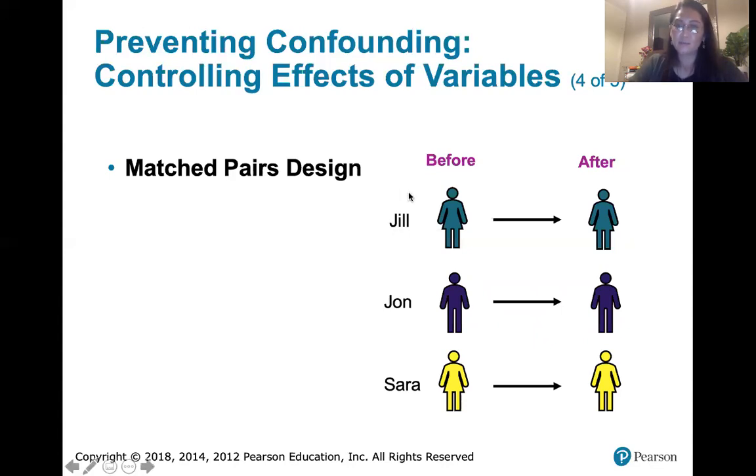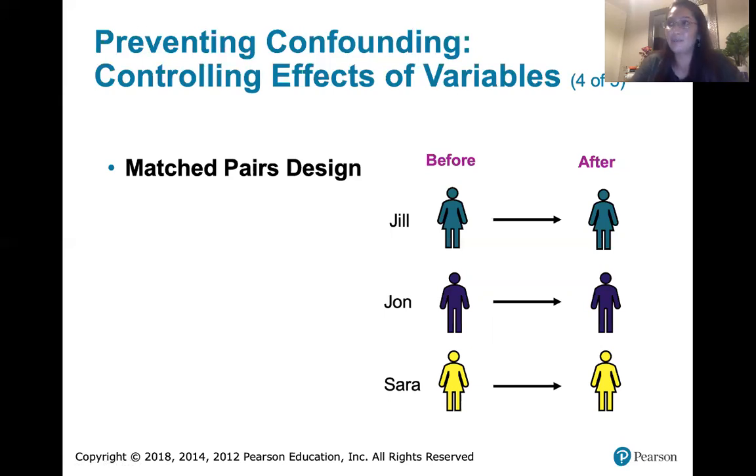We would want to pair those twins up and have one twin receive the treatment and one twin not receive the treatment, and then see how the treatment affected those who were treated as compared to the twin that didn't receive the treatment.